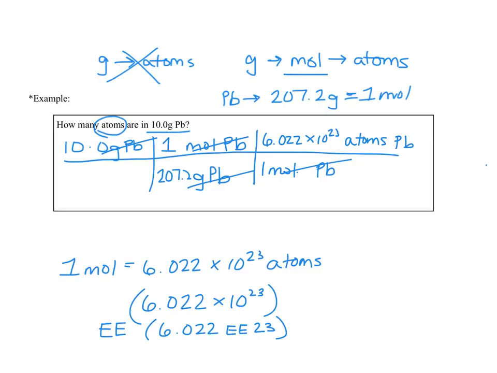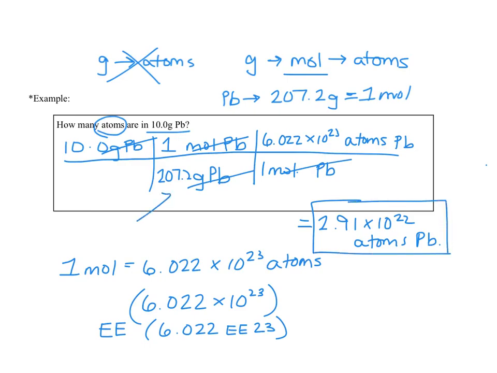When you go ahead and plug all that in, you're going to multiply your numbers across the top, 10 times 6.022 times 10 to the 23rd, making sure that's in parentheses, divide by the molar mass of 207.2, and you should get an answer of 2.91 times 10 to the 22nd atoms of lead. So we had 2 different conversions that we had to work with there: our molar mass, this right here, and our Avogadro's number conversion factor.